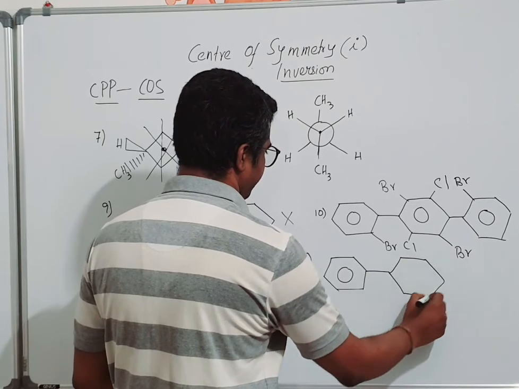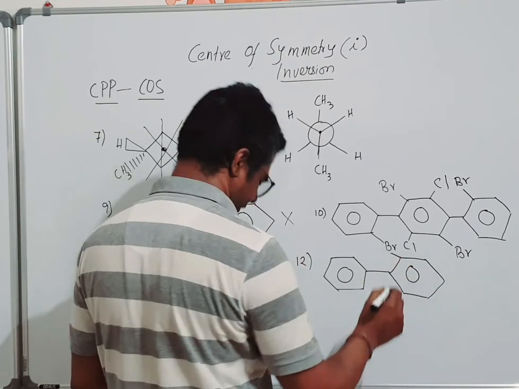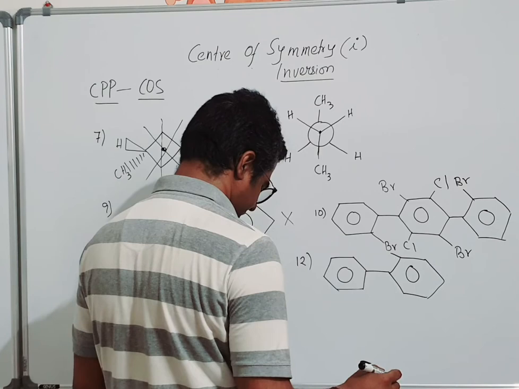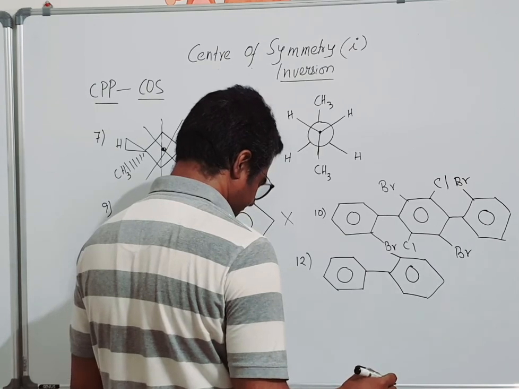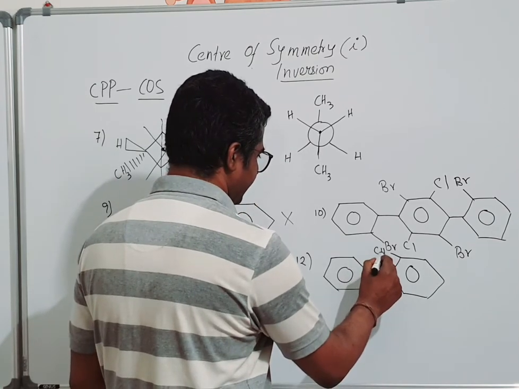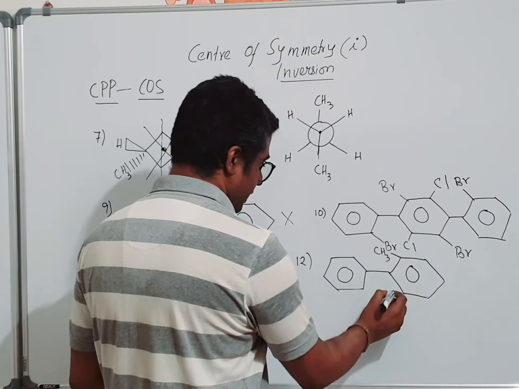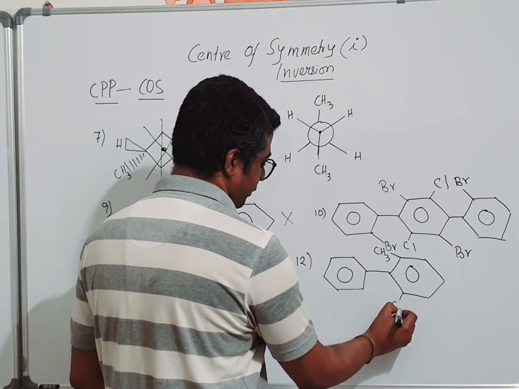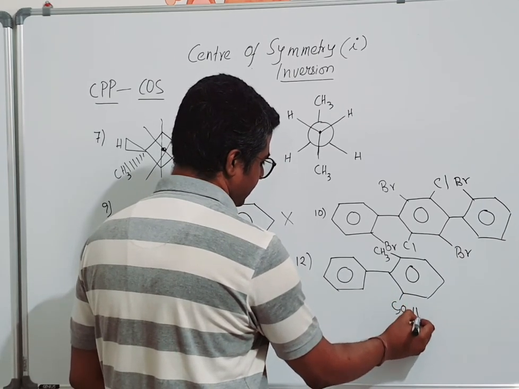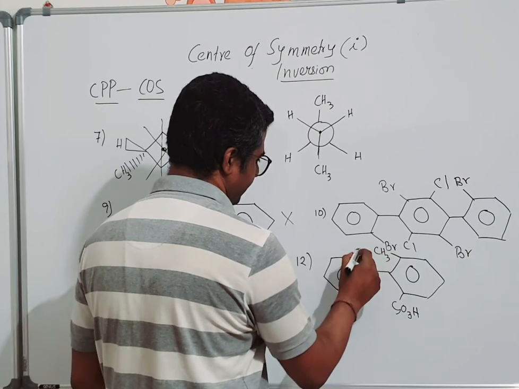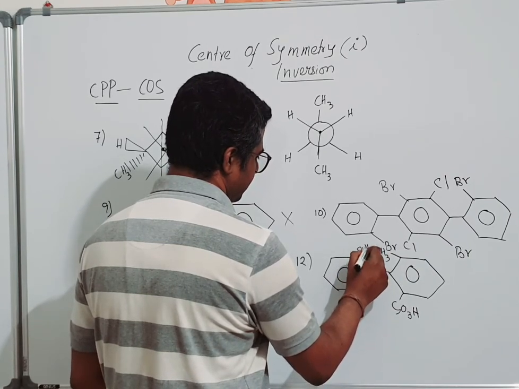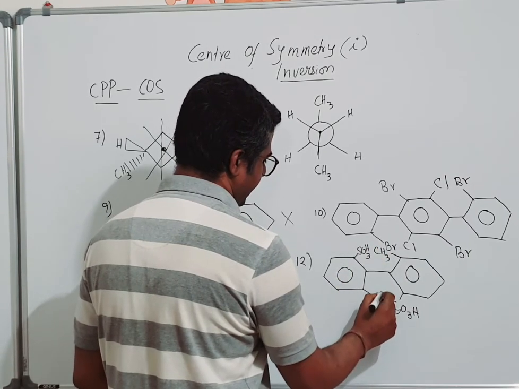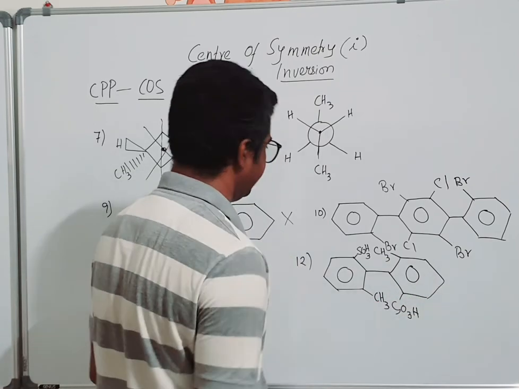Another biphenyl, a little bit different in this case. Just remember one thing in center of symmetry, all the lines should follow the criteria. Not a single line should follow the criteria, all the lines should follow the criteria. So this is also HW.